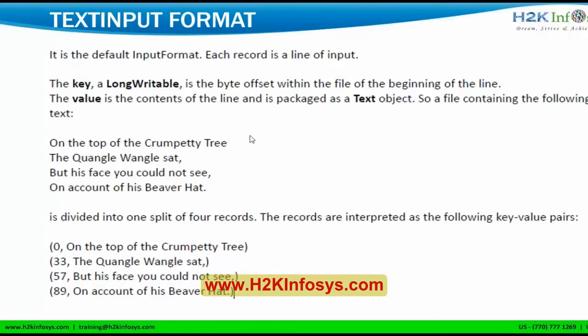So it will start with 0, and that's the reason I have it as 0 comma on the top of the Crumpty tree, and then after that the next position 33 comma something values, and so on. So this is the default we had seen till now.